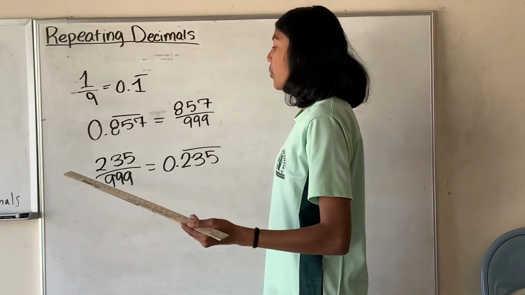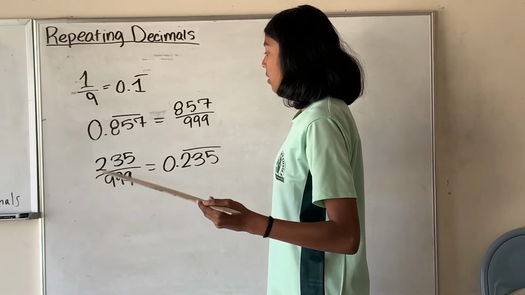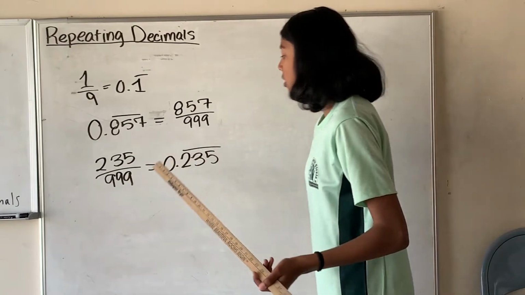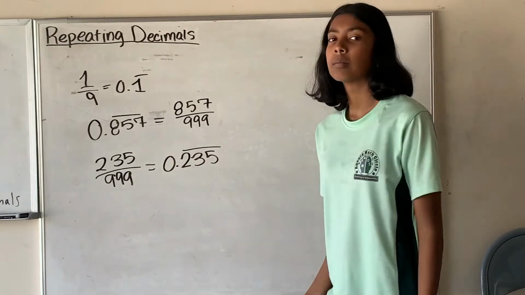And then, let's say you have 235 over 999. Basically, we see that there's 3 9s. Therefore, this part must be the thing that's repeated. And so you get 0.235 repeating.